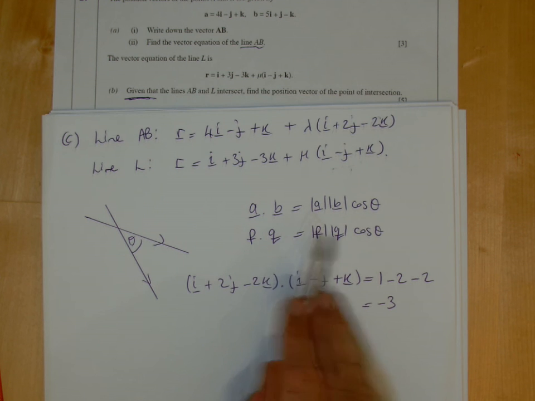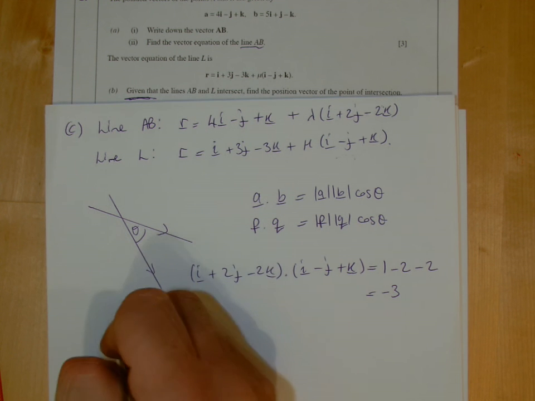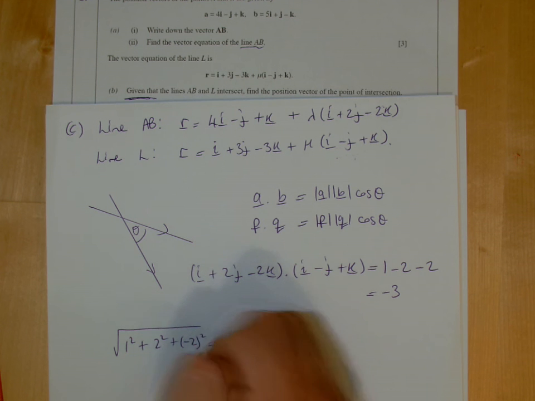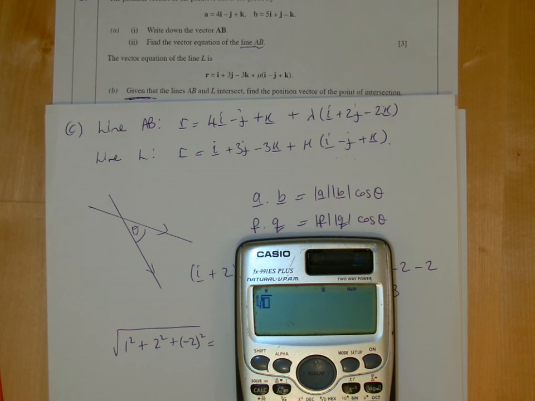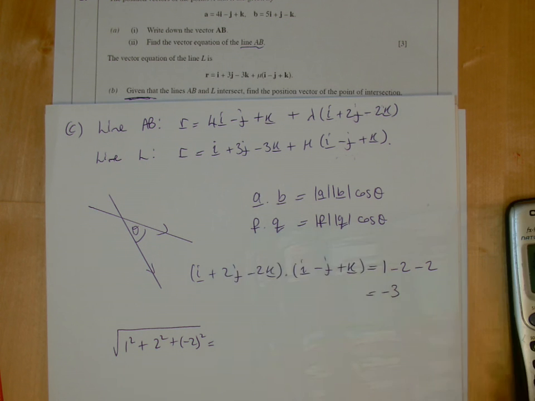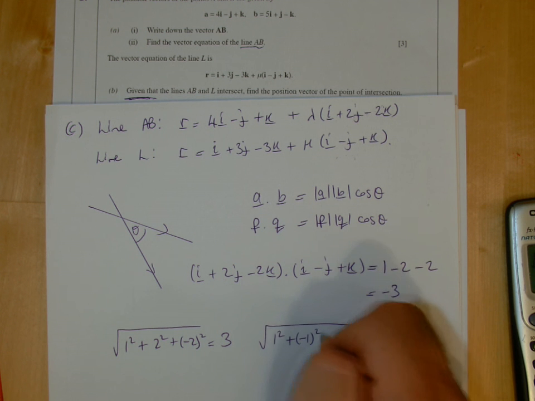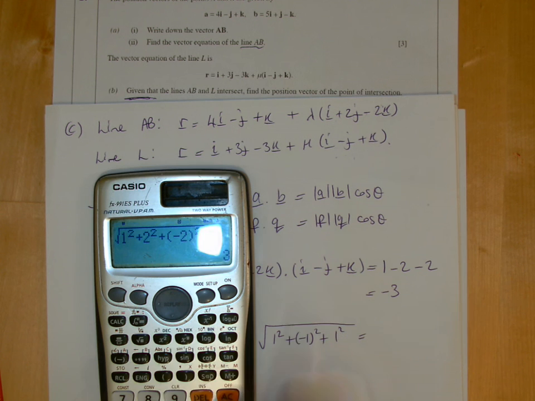And then we've got to do the mod of them. So the mod of that will be 1 squared plus 2 squared plus minus 2 squared. On my calculator, 1 squared plus 2 squared plus 2 squared. You don't need to put the minus in, but if you do, make sure you put it in a bracket. And it comes out to be 3. Same then with this one: 1 squared plus minus 1 squared plus 1 squared, which is easy enough, 1 plus 1 plus 1, comes out as root 3.